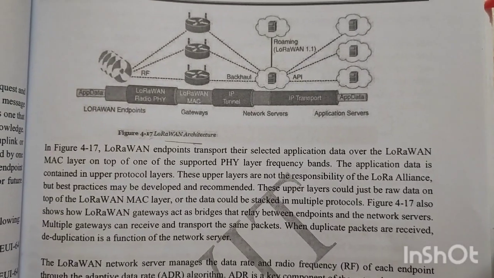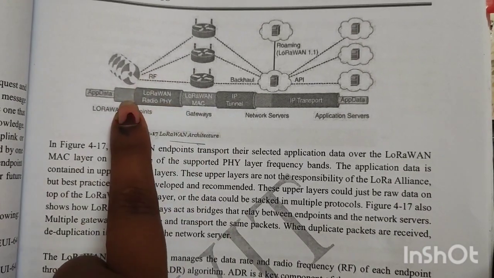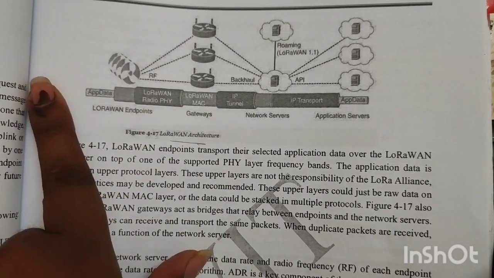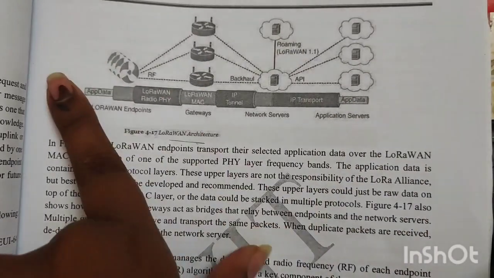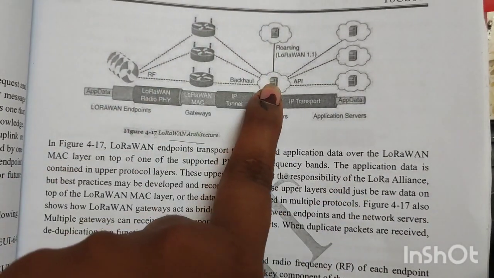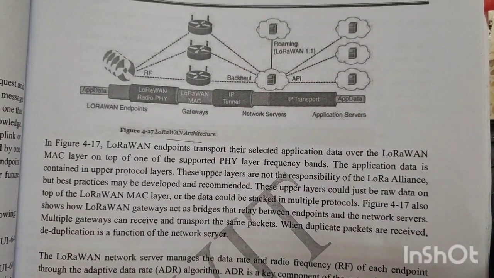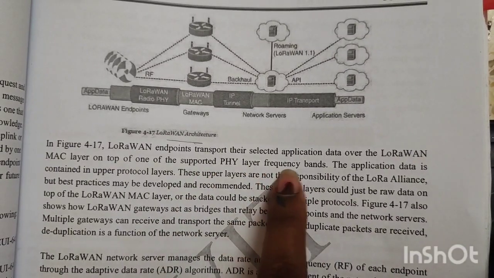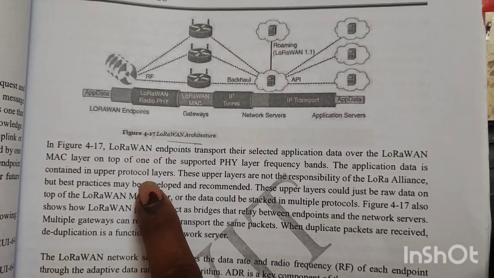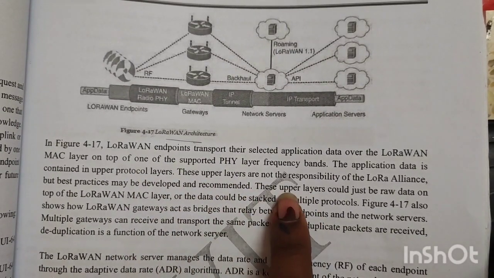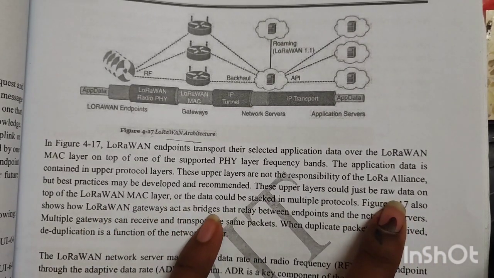App data is sent, and it goes through your radio PHY, and then to your LoRaWAN MAC, IP tunnel, and then IP transport of app data. So you have a backhaul, an API, roaming LoRaWAN, and different data going through it. Physical layer frequency bands are used on the physical layer. The application is contained in upper protocol layers, which could just be raw data on top of the MAC layer.